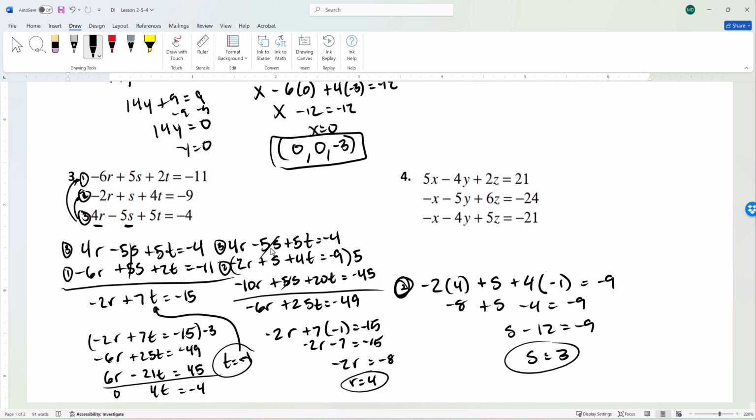Okay, so what order do I write these? We'll look at the problem. R, S, T.